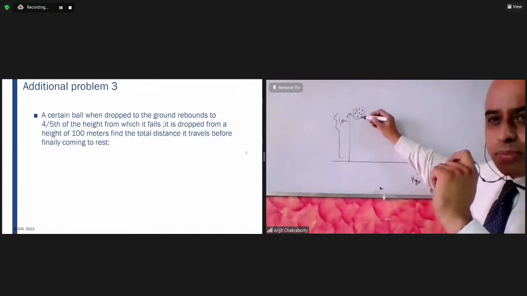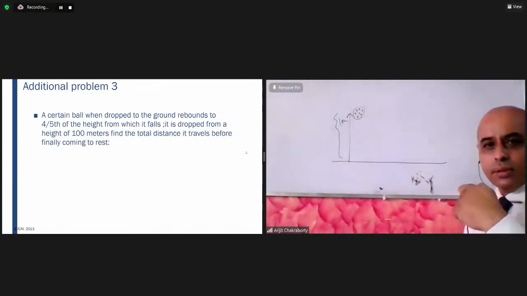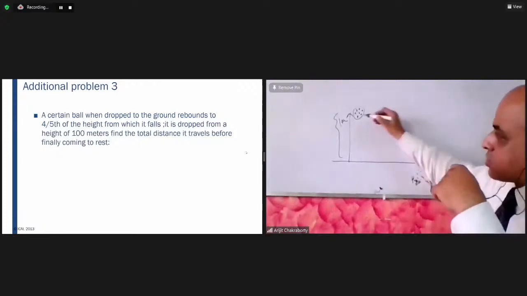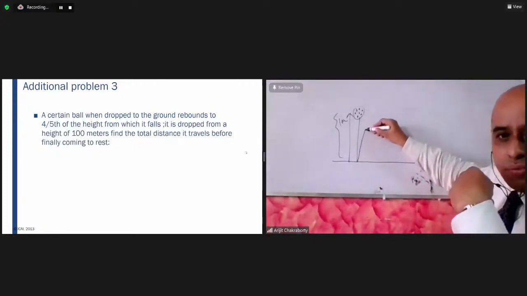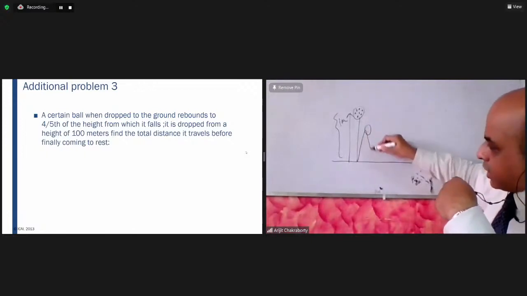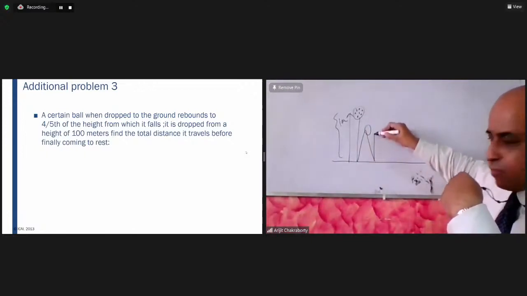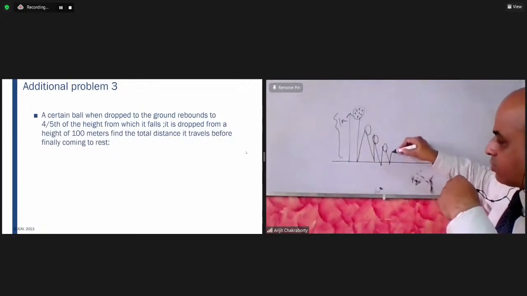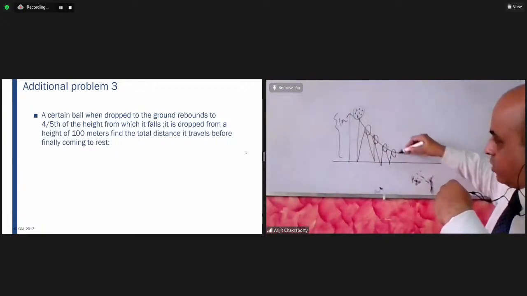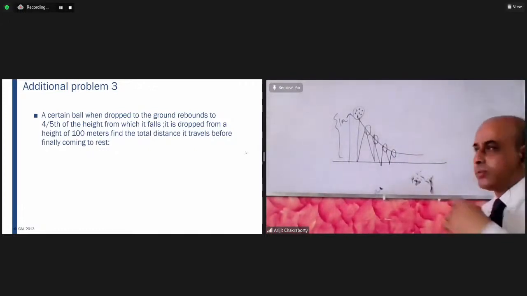The ball is this. Now the ball is dropped. Just see the problem. It drops from 100 meters. It falls, but it rebounds to 4/5. It reaches here. Again it falls. Again it moves up to 4/5. Again it falls, it moves up to 4/5. It falls, moves up to 4/5. Just see the curve. So this is how it's moving.